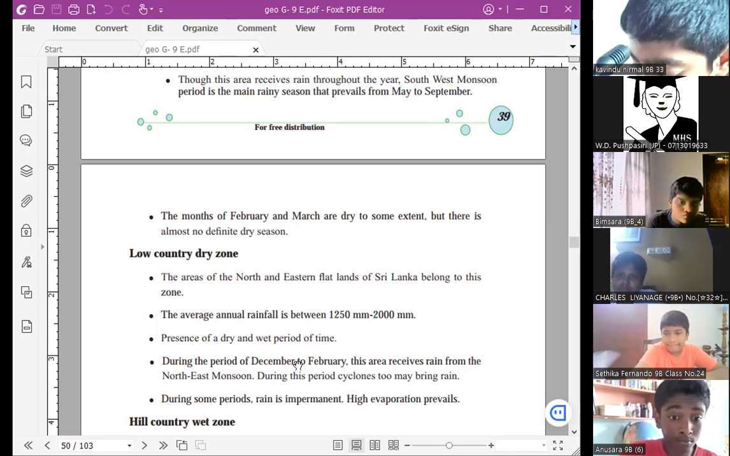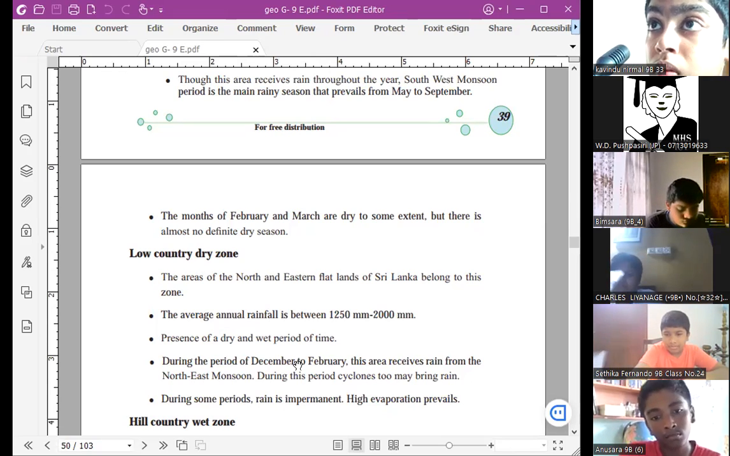So you can write down only that range. Rainfall range.